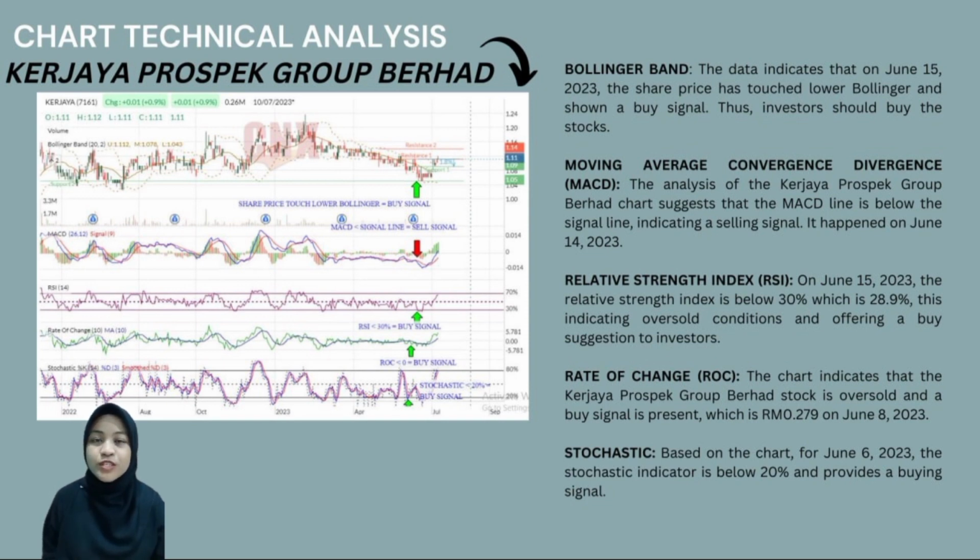Apart from that, we use ROC, which is the Rate of Change indicator. The chart indicates that Kejaya Prospect Group Berhad stock is oversold and a buy signal is present, which is 0.279 ringgit on June 8, 2023. Last but not least, the stochastic indicator. Based on the chart for June 6, 2023, the stochastic indicator is below 20% and provides a buying signal.